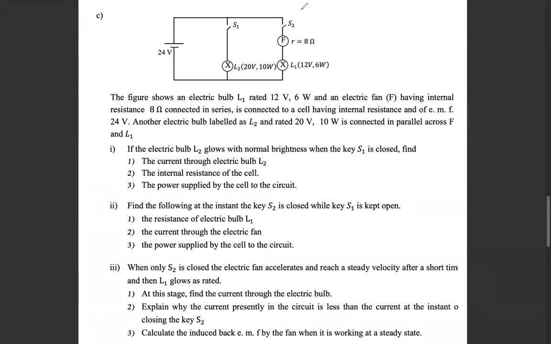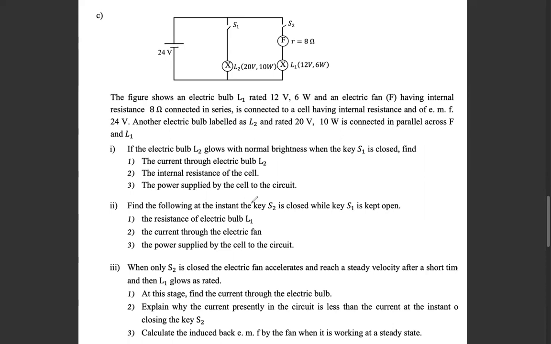Okay, wait, what's the question? For the second one, can't we apply P equal to VI for the bulb? Second one, current through the electric fan. Yeah, you can. Are we getting the same answer? 2 ampere. Oh, wait. We are not getting the same answer, no?